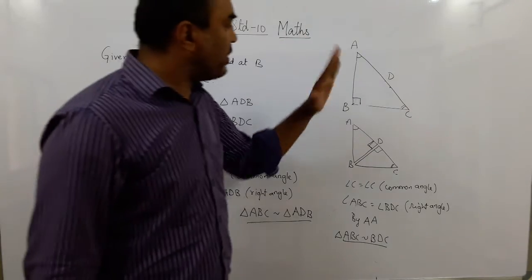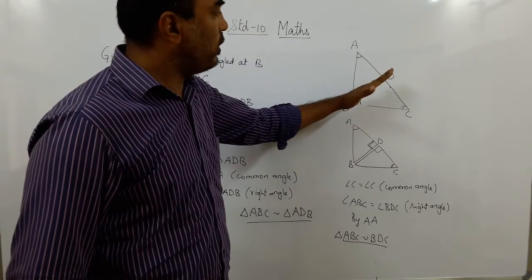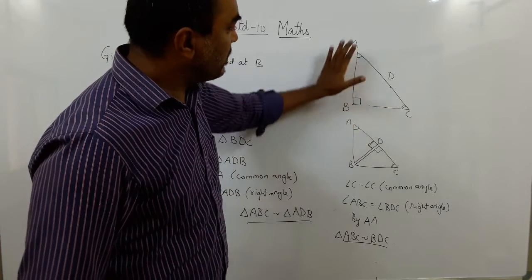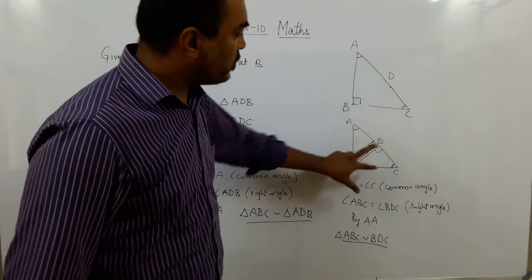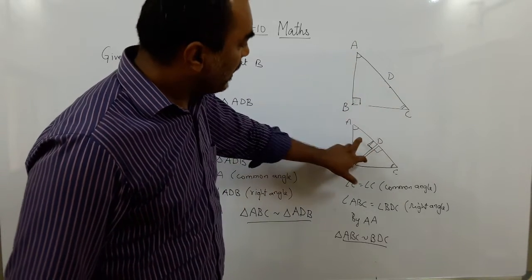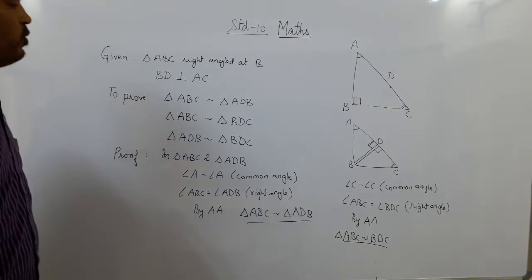So when in a right angle triangle you draw an altitude from the right angle, then the small triangles formed are similar to the big triangle. Both the small triangles formed are similar to the big triangle and also similar to each other. So this is what we have proved.